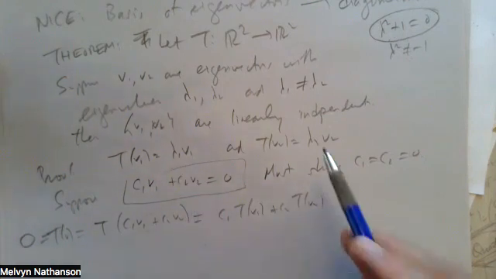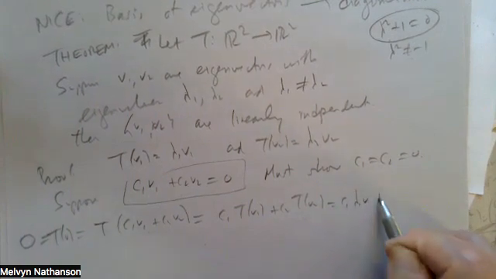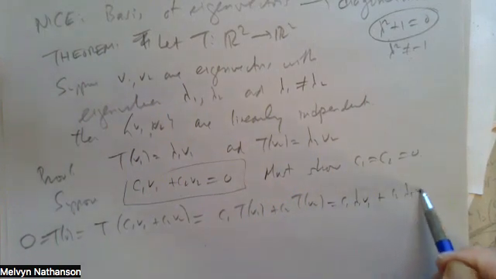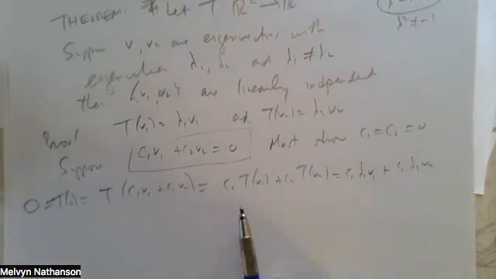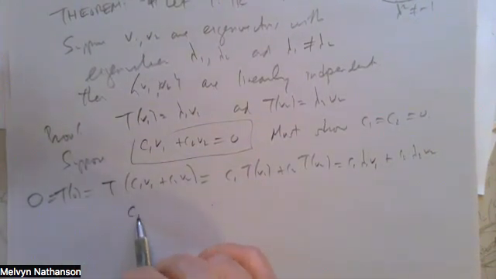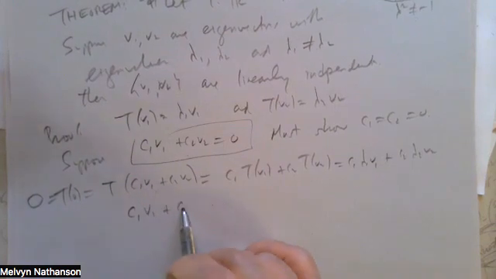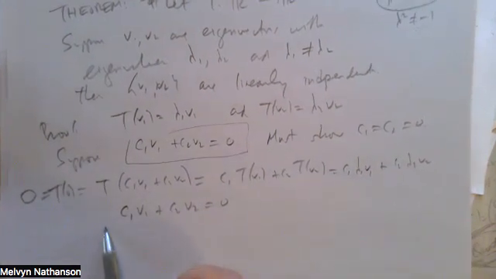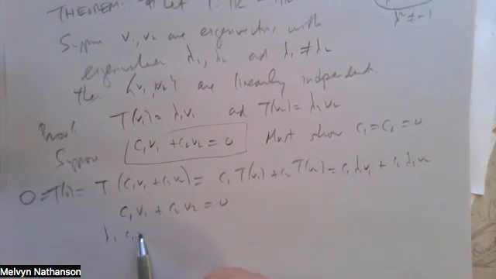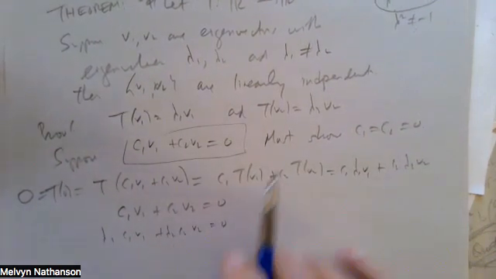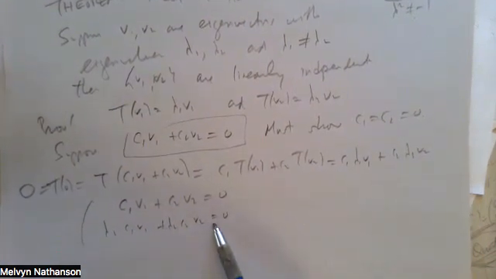And T of V1 is lambda 1 V1, which is C1 lambda 1 V1 plus C2 lambda 2 V2. So we have two vector equations. We have C1 V1 plus C2 V2 equals 0. And I have this equation. Let me write it as lambda 1 C1 V1 plus lambda 2 C2 V2 equals 0. So C1 and C2 satisfy these two equations.